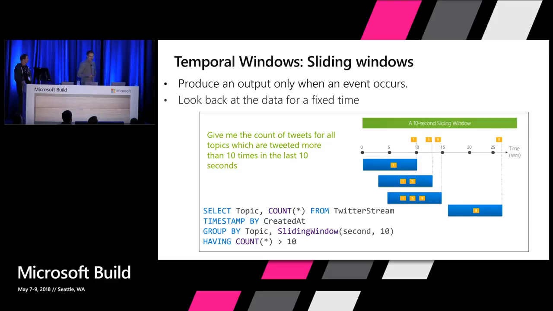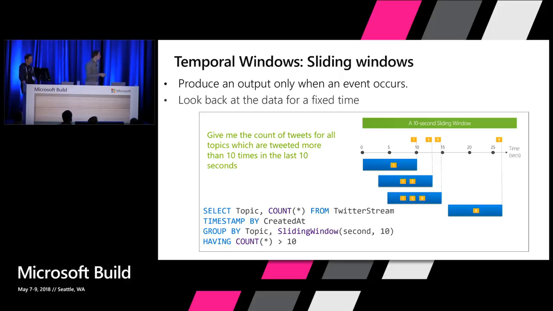Sliding windows, this one is very interesting because they actually trigger whenever an event enters the system. So they are event-based, but they still have a fixed duration. But again, very simple. You can see we use a group by on a sliding window. You can actually also put some filter here. And every time an event enters the system, we evaluate the last 10 seconds and output your aggregate.